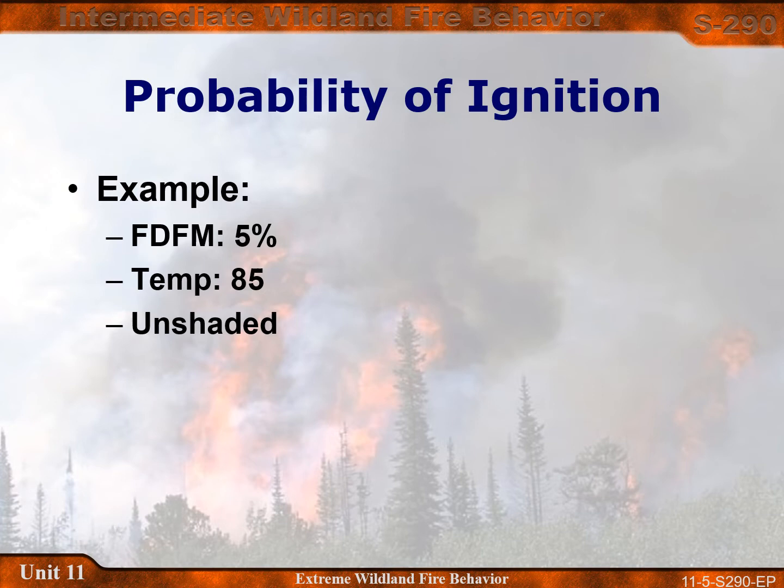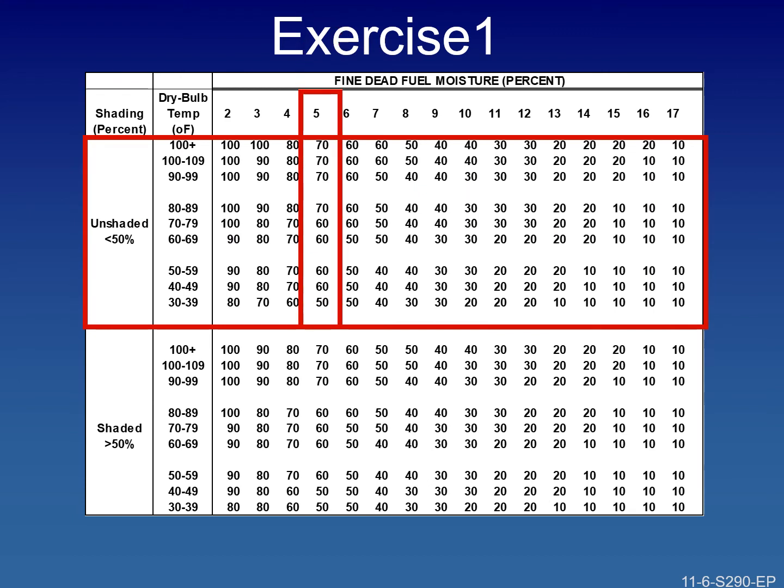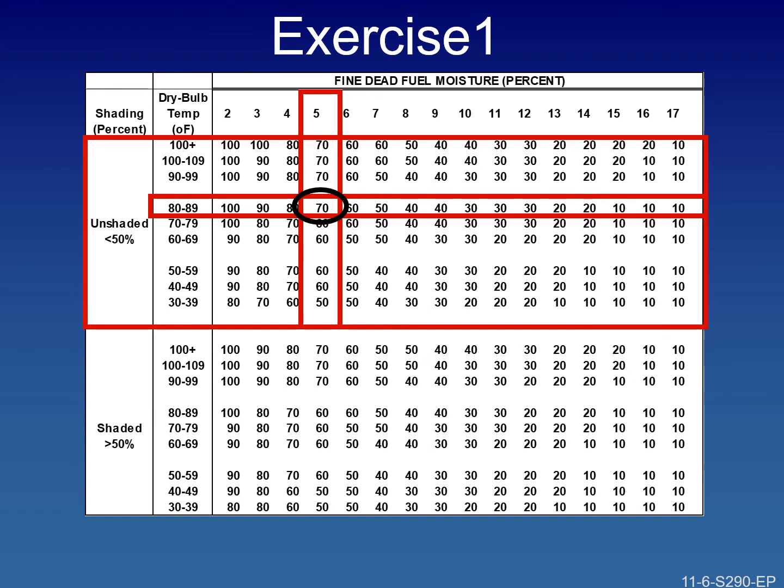Let's try this example. Say you have a fine dead fuel moisture of 5%. Your dry bulb temperature is 85 degrees, and your fuel bed is unshaded. Because our fuel bed is unshaded, we will be using the top half of the table. We find our fine dead fuel moisture of 5 and our temperature, which is in the 80 to 89 degree range. This gives us a probability of ignition of 70%.